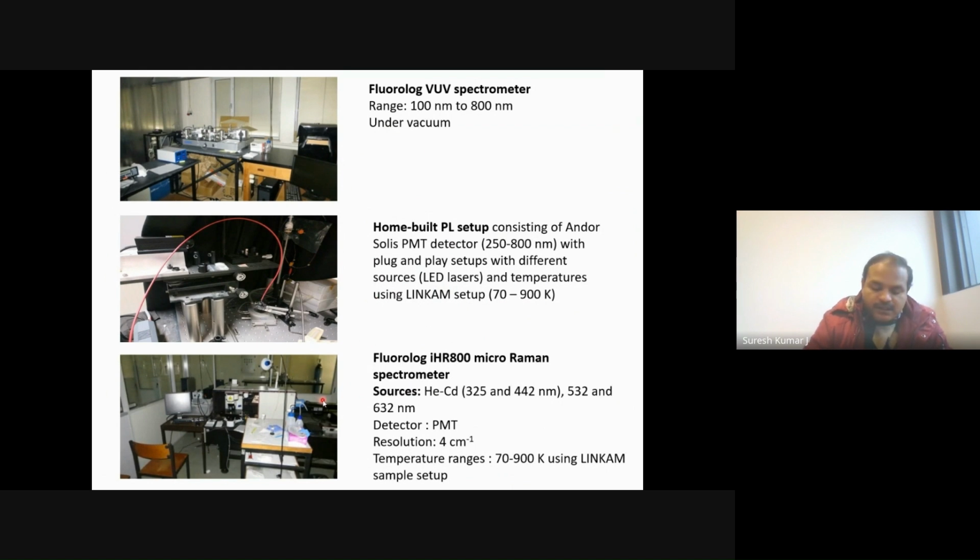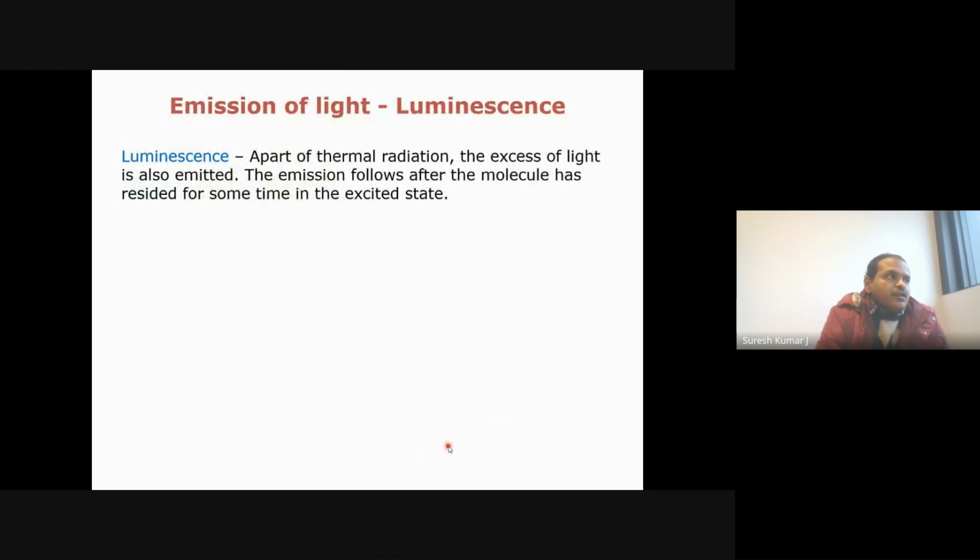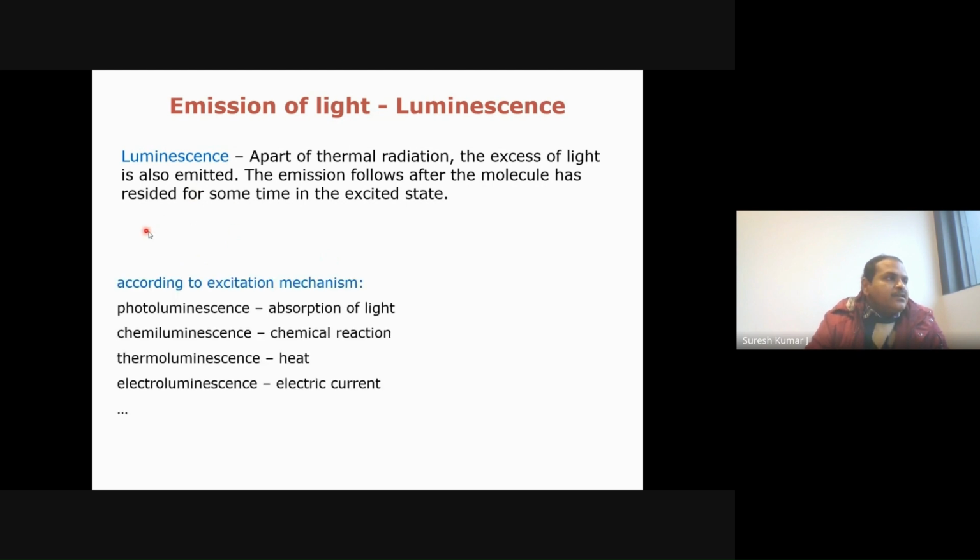And we have a Raman spectrometer, which has 4 sources: in the ultraviolet region, blue, green and red, and it has a resolution of around 4 centimeter inverse. So coming to the research topic, the emission of light, or luminescence, is a part of thermal radiation. The excess of light impinged on a substance can be radiated in the form of light as well. According to the excitation mechanism, luminescence can be divided into photoluminescence, chemiluminescence, thermoluminescence, electroluminescence, etc.